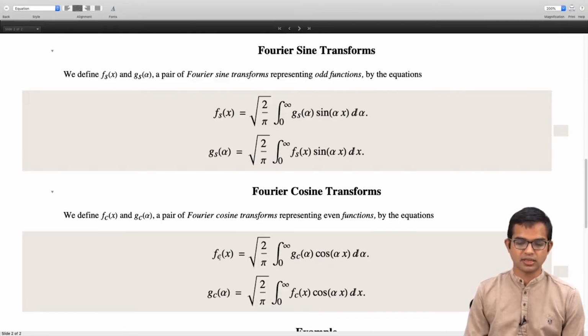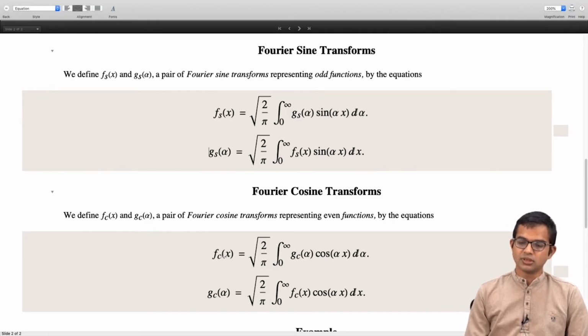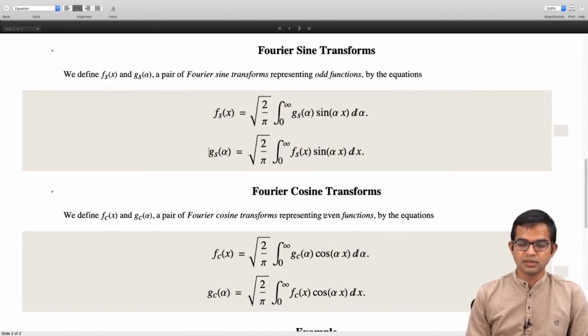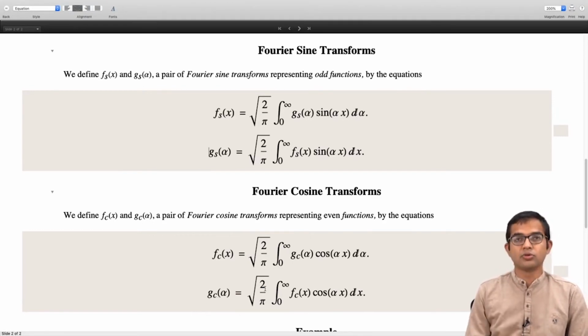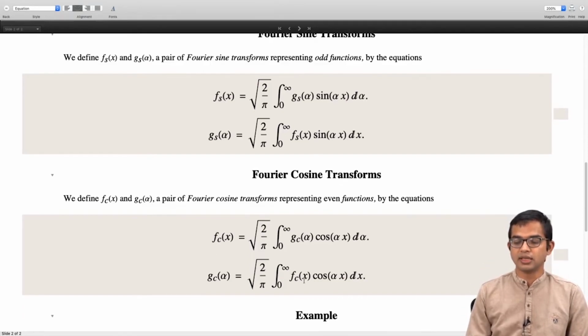So you have fc of x, where the subscript tells you that a Fourier cosine transform is in play, and it's an even function. So you have square root of 2 by pi integral from 0 to infinity gc of alpha cosine of alpha x d alpha, and the Fourier cosine transform itself is defined as gc of alpha is equal to square root of 2 by pi integral from 0 to infinity fc of x cosine of alpha x dx.